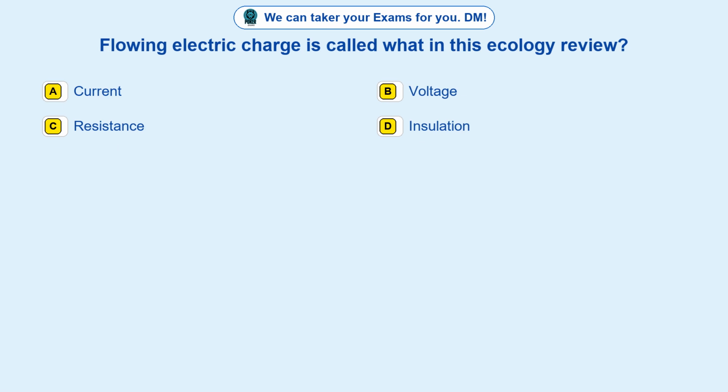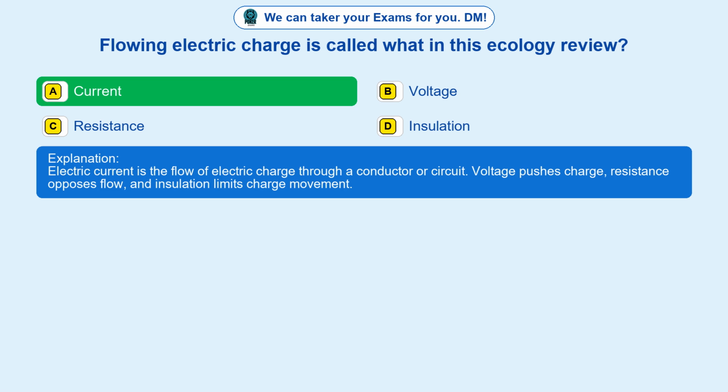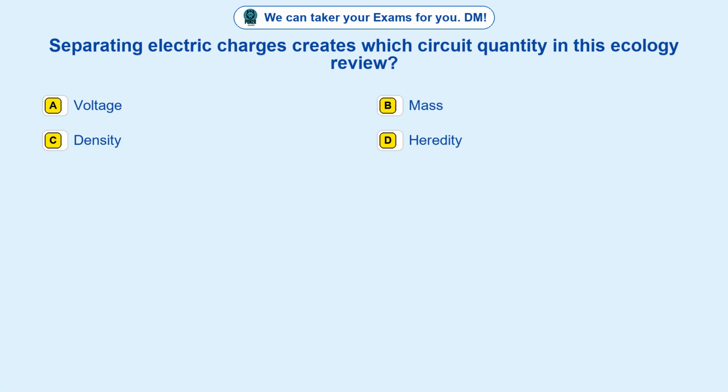Question 69. Flowing electric charge is called what in this ecology review? Option A, current. Option B, voltage. Option C, resistance. Option D, insulation. The correct answer is option A, current. Electric current is the flow of electric charge through a conductor or circuit. Voltage pushes charge, resistance opposes flow, and insulation limits charge movement.